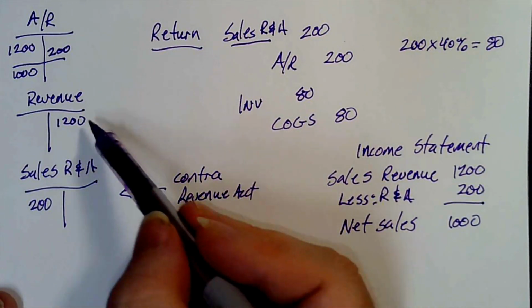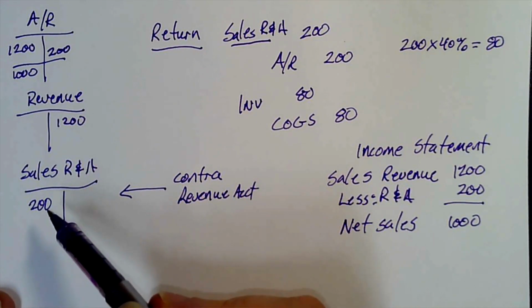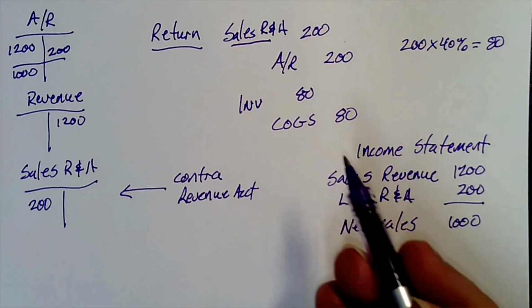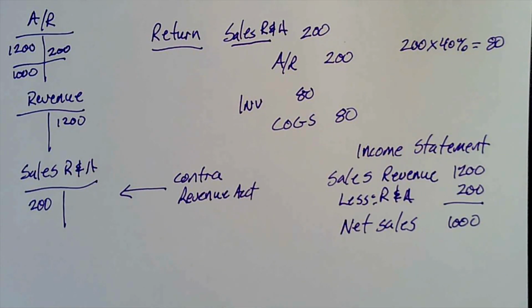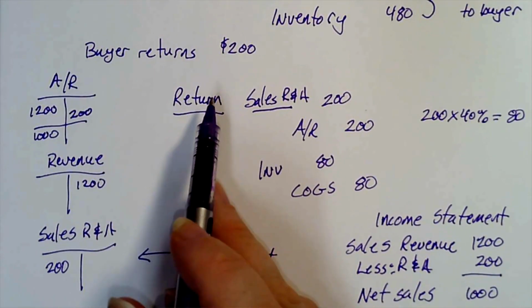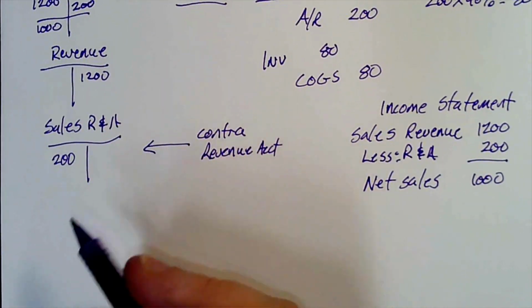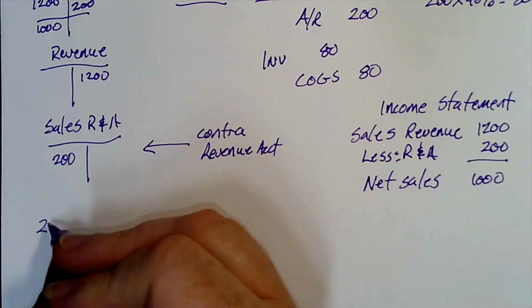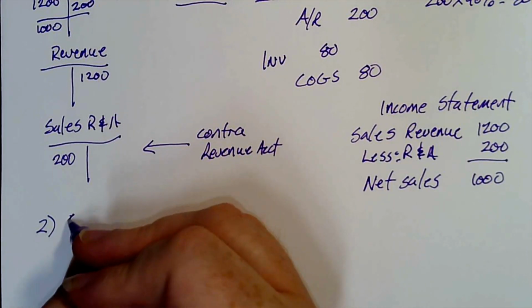Now, we don't do it directly by reducing revenue. We do it through this contra revenue account. Okay, so continue on with the example that we used in the last video. Remember, they initially returned stuff, and then because they paid within 10 days, they also got a discount.